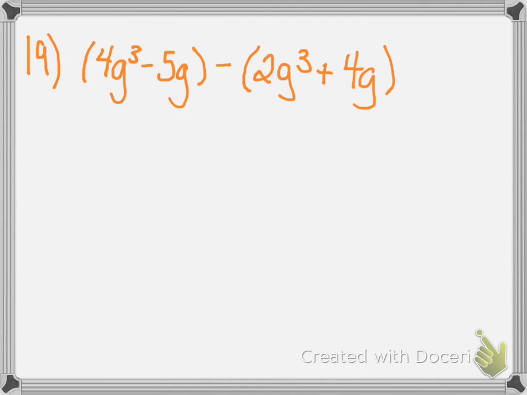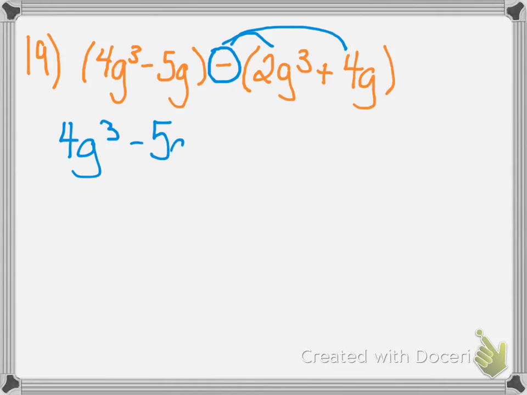Number 19, again, this negative here in the middle should tell you that you're combining like terms. Even though you're combining like terms, you still have to distribute your negative to the parentheses afterwards. So you're going to bring the first one down, 4g to the third minus 5g. Then when you distribute your negative, it becomes negative 2g to the third and negative 4g.